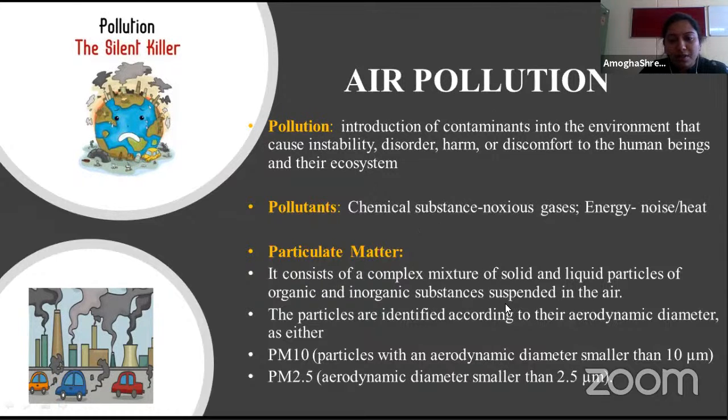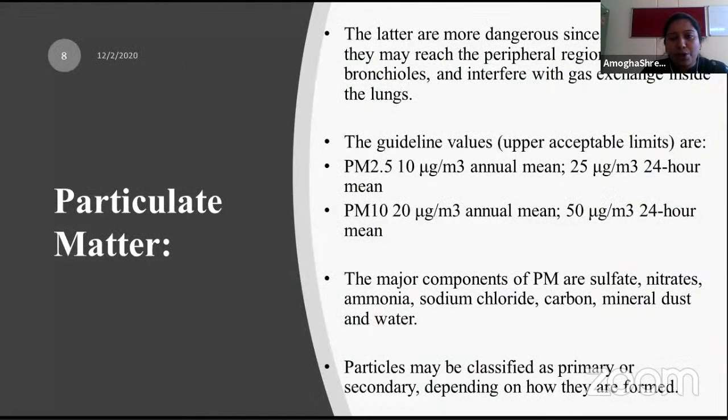Particulate matter consists of solid and liquid particles of organic and inorganic substances suspended in the air. And these particles are identified based on their aerodynamic diameter, that is, either PM10 or PM2.5. PM10 means aerodynamic diameter smaller than 10 micrometers. Similarly, PM2.5 means aerodynamic diameter smaller than 2.5 micrometers. This PM2.5 is the most dangerous, because when we inhale, it will reach the peripheral region of our bronchioles and interfere with the gaseous exchange which happens in the lung.